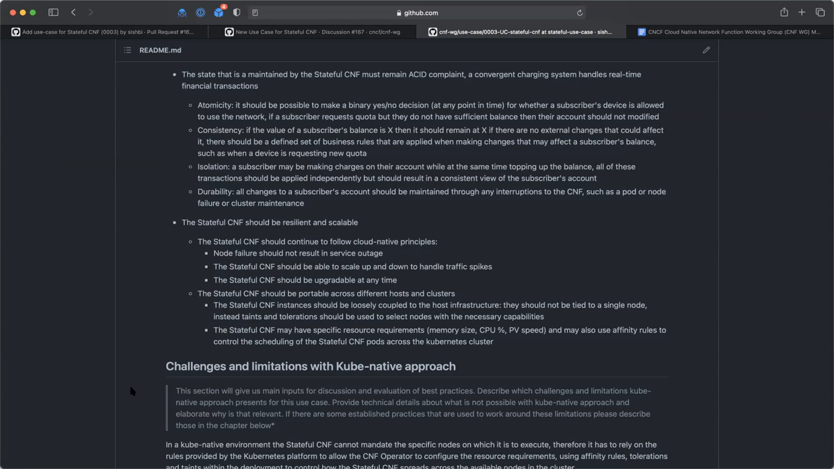So you use the resource requirements that Kubernetes gives you, and you also configure affinity rules so that you don't have too many parts of the stateful CNF in the same place.